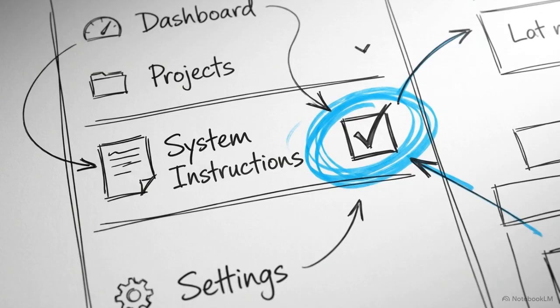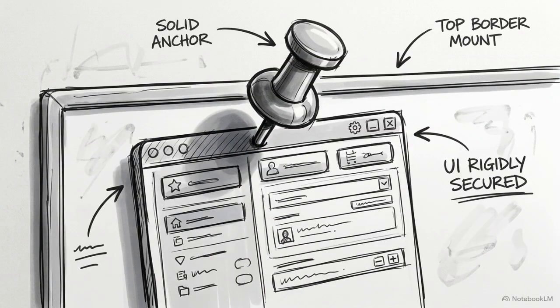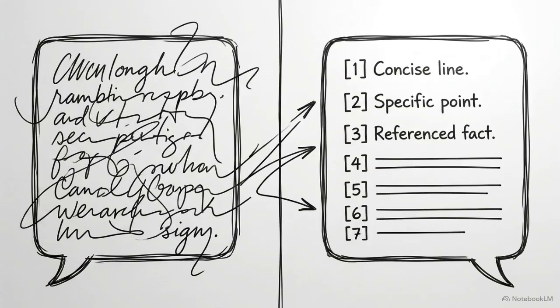Finally, make sure this specific instruction note is checked and selected as an active context source in your chat panel. Pinning this system prompt permanently shifts the tool's behavior. It stops acting like a creative writer and begins functioning as a strict, rule-bound auditor.